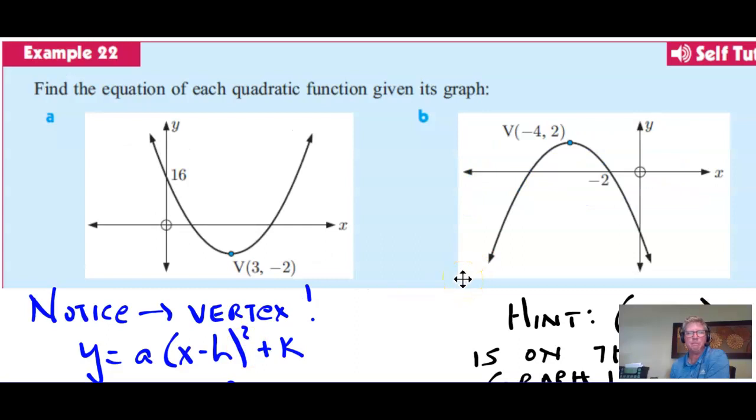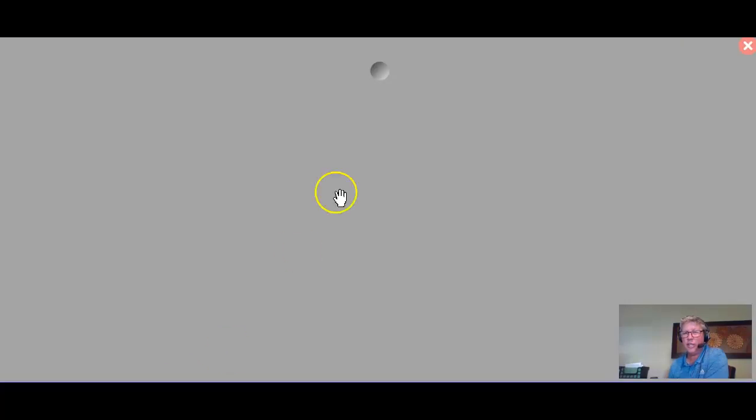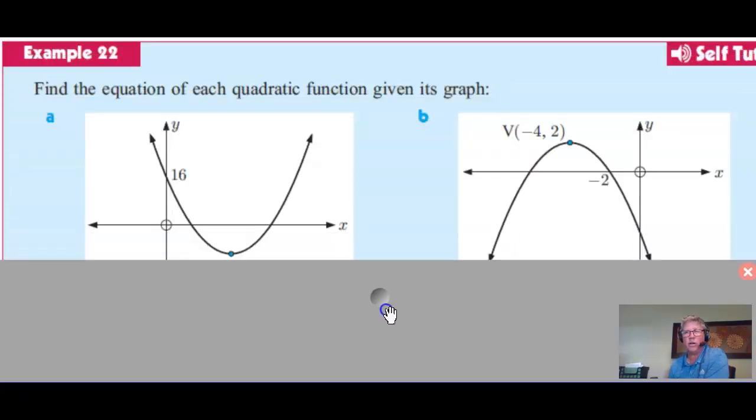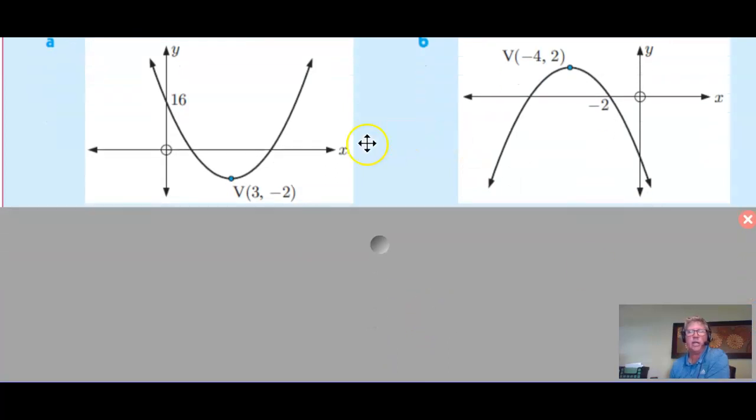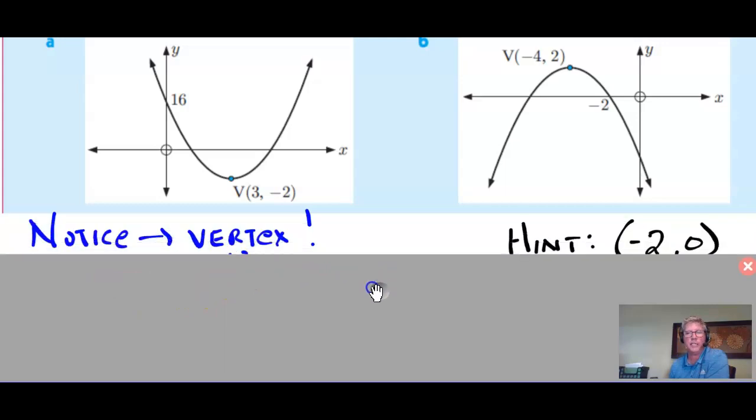Last one. This is usually the, now let's get into the hardest ones. You guys had way too good of teachers last year. You know the vertex form. You're given the vertex. I would go ahead and use the vertex.